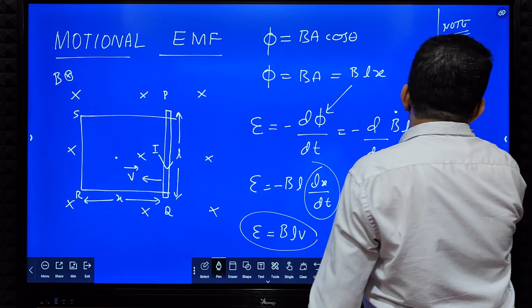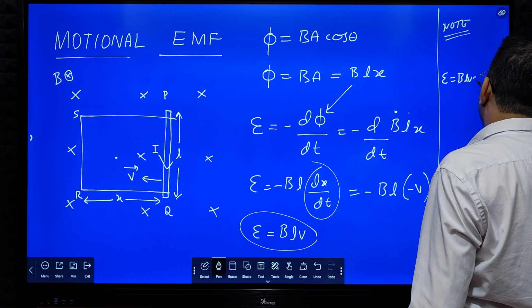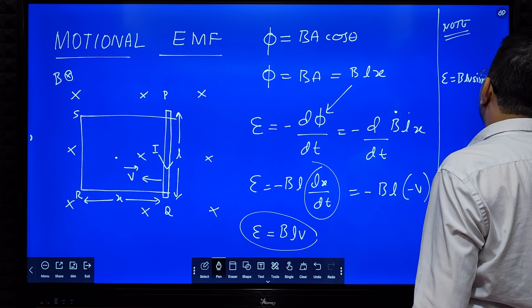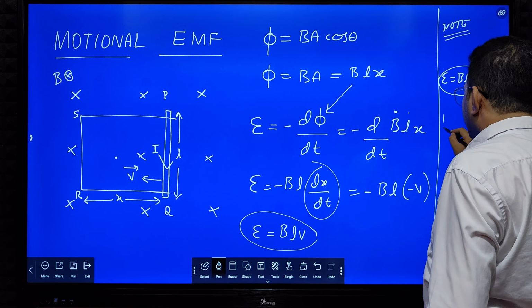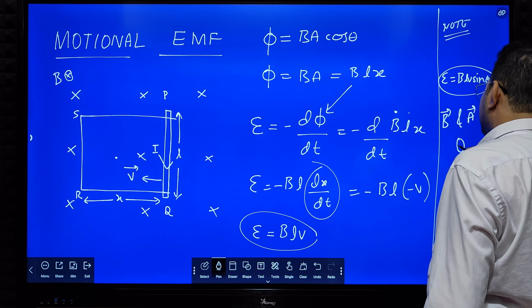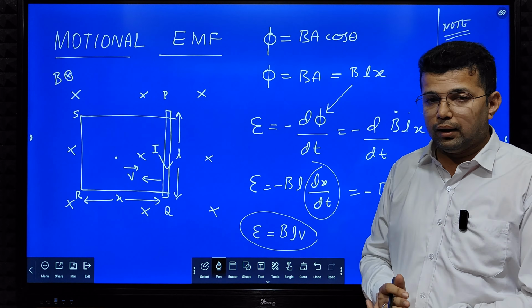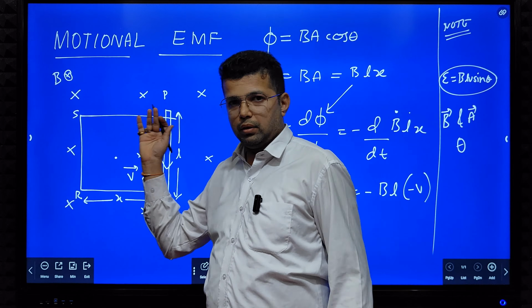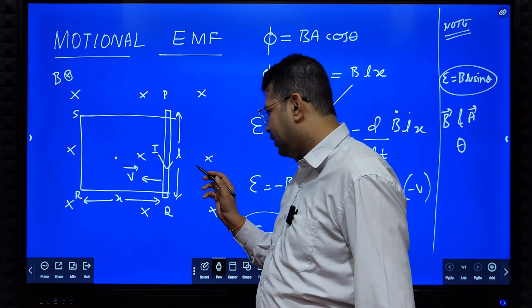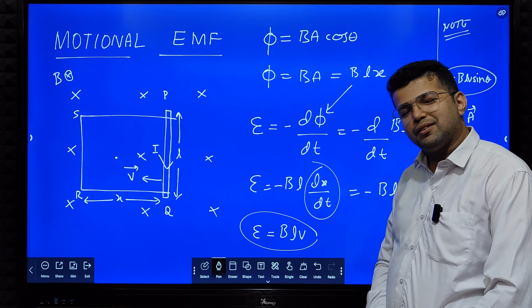Then the induced EMF will be BLV sin theta, when the angle is theta. So the motional EMF is equal to BLV sin theta. If the rod is moving perpendicular to the direction of magnetic field, then the induced EMF is BLV. Hope you understood this. Thank you very much.